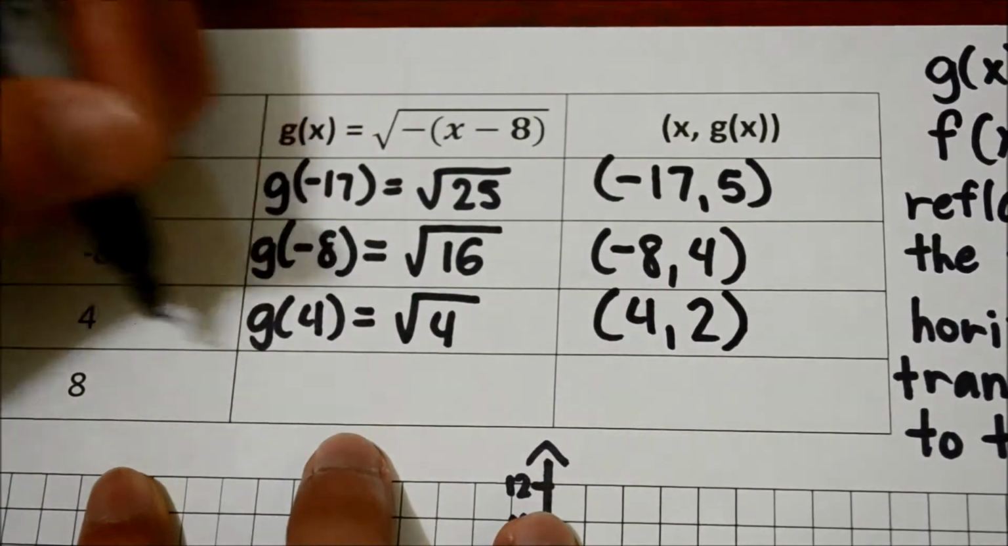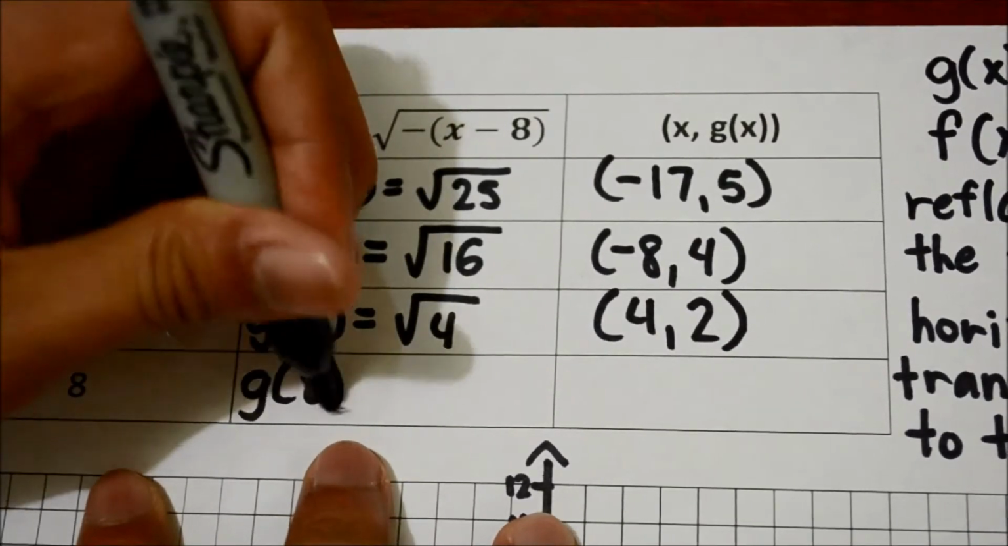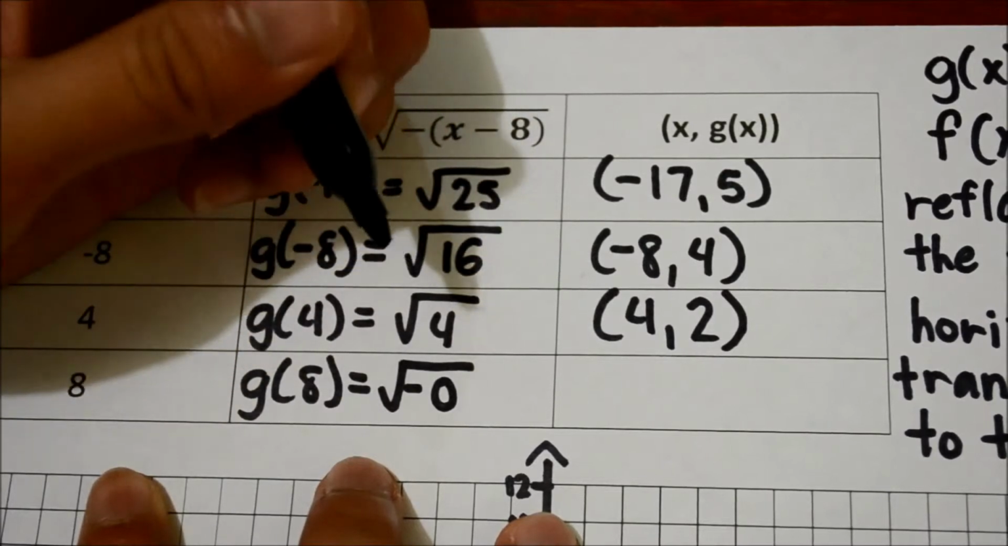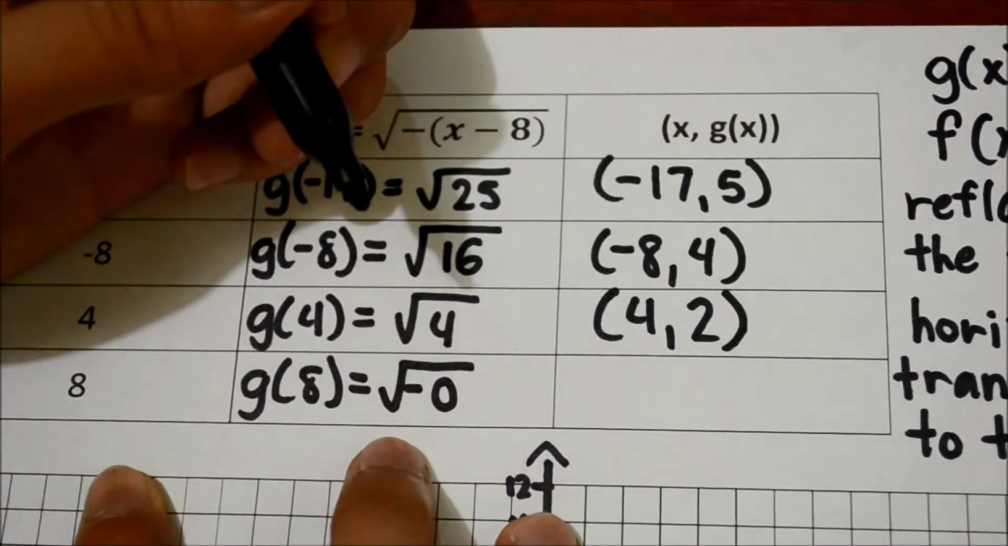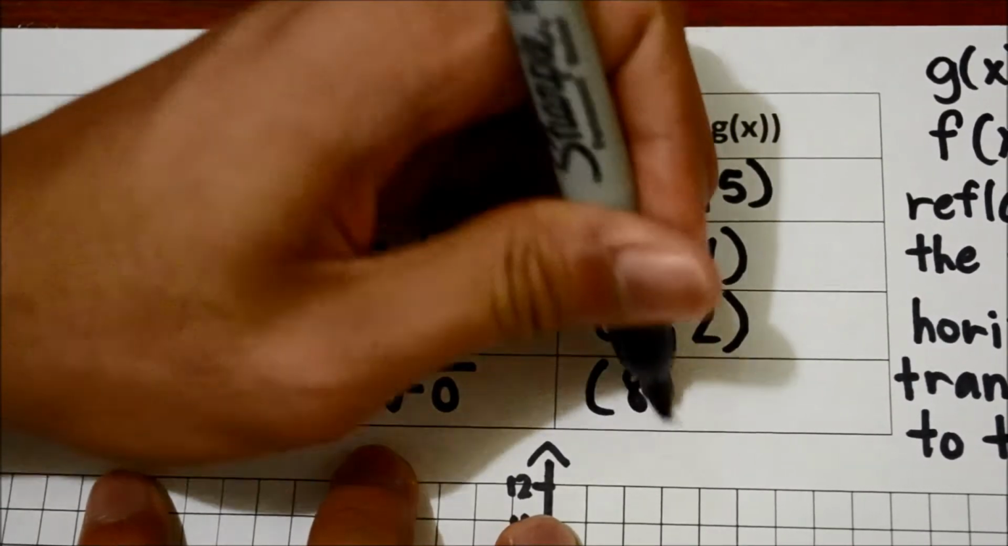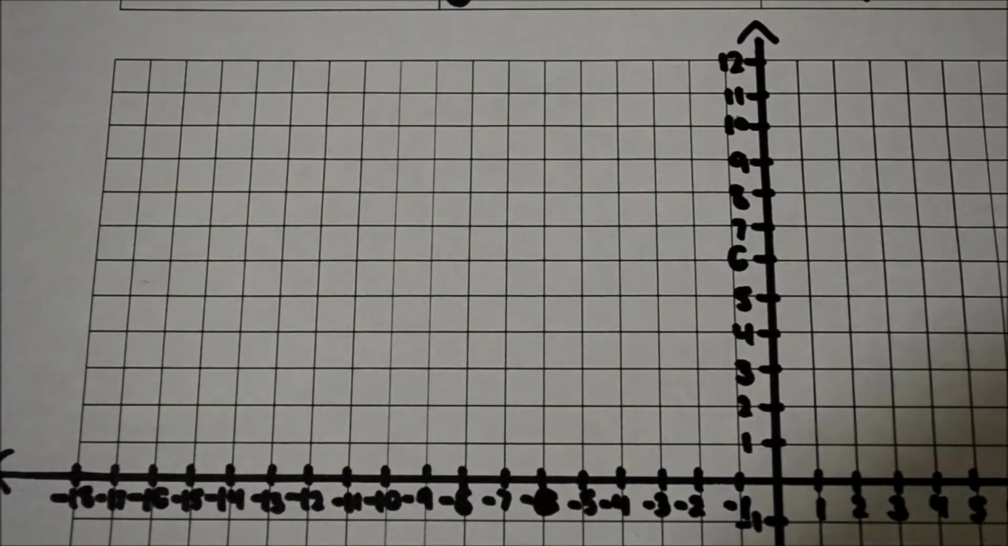And if you substitute this, g of negative 8 is equal to the square root of negative 0. There's no such thing as negative 0, so it's just 0, and the square root of 0 is 0. So it's 8, 0. After finding all the y values, graph the coordinates and connect them all together, making the actual graph of this radical function.